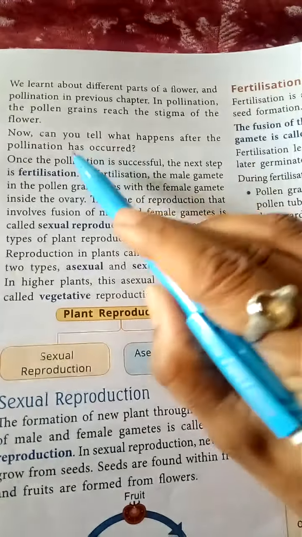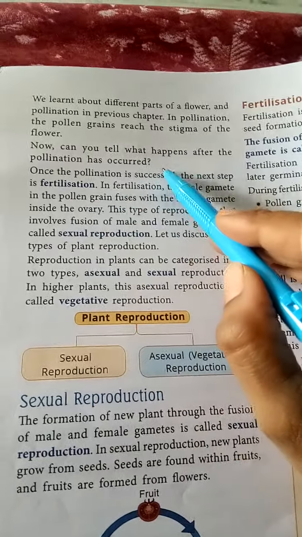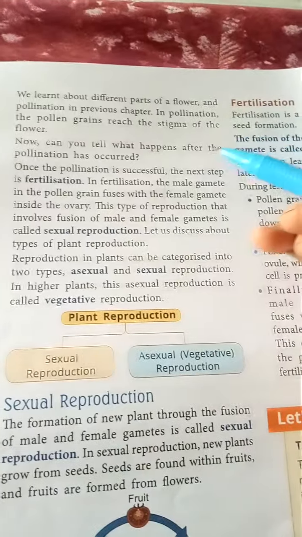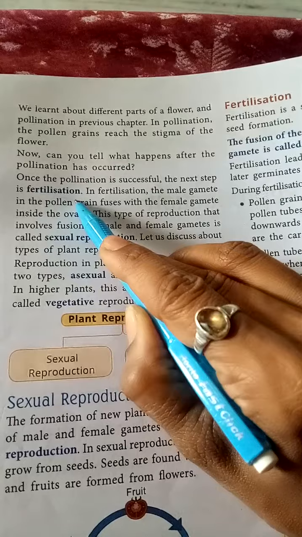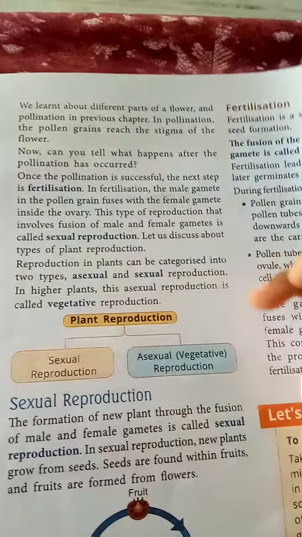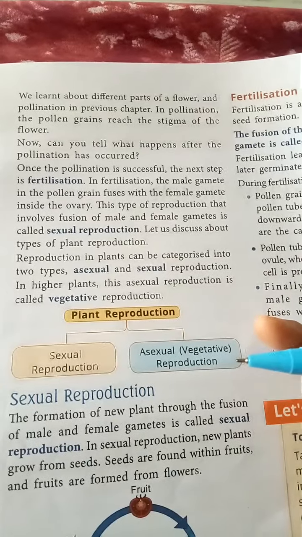Can you tell what happens after pollination has occurred? What will be the next step after pollination? After pollination the next step is fertilization. Okay, what is the next step? Fertilization. Now, what does fertilization mean?